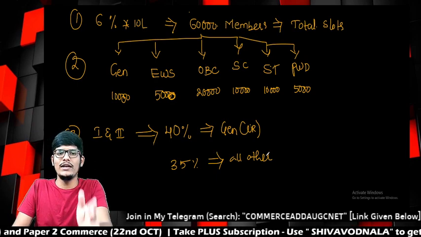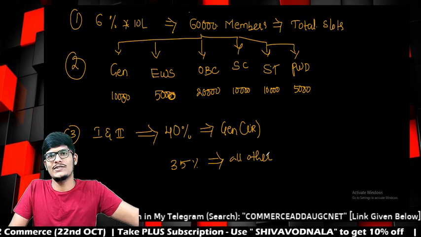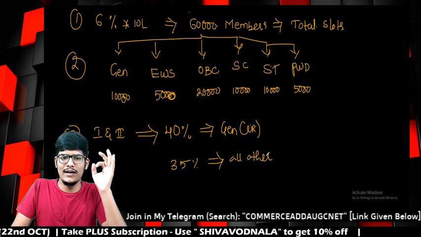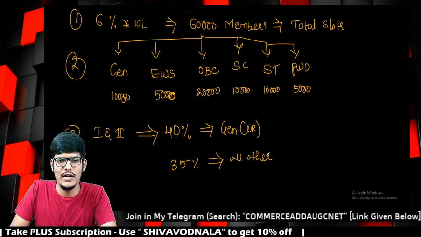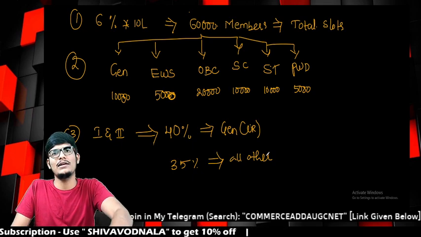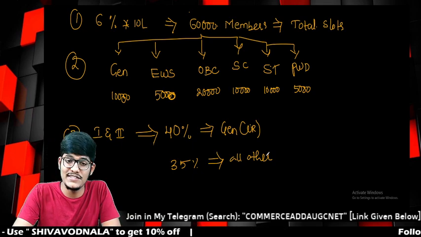The remaining candidates who didn't meet this minimum criteria are disqualified from the result, or else they will not be treated as qualified persons as they didn't even meet the minimum criteria. This is the third step.